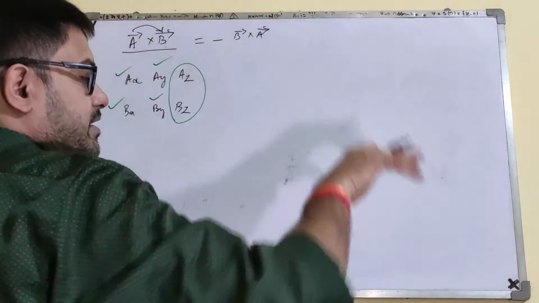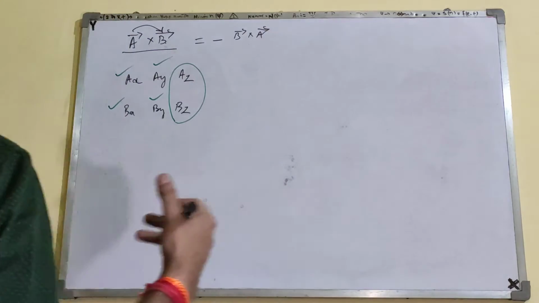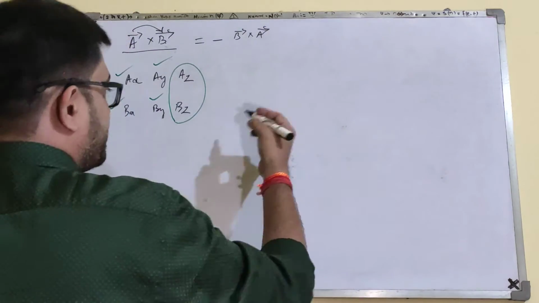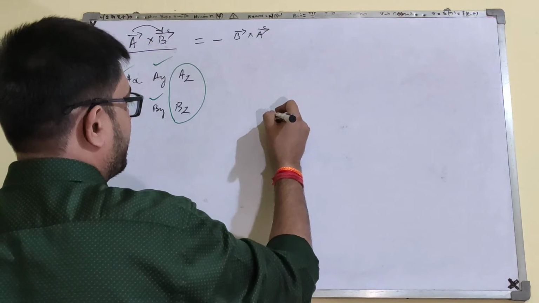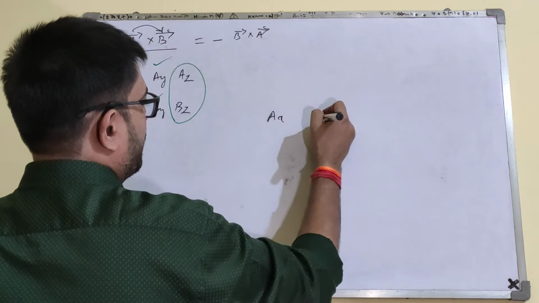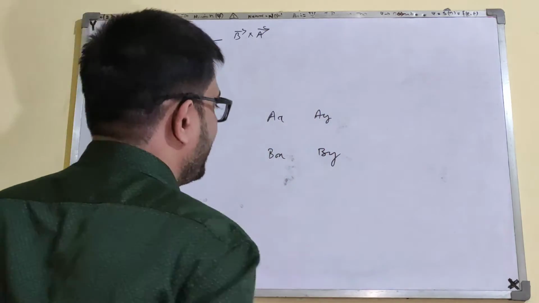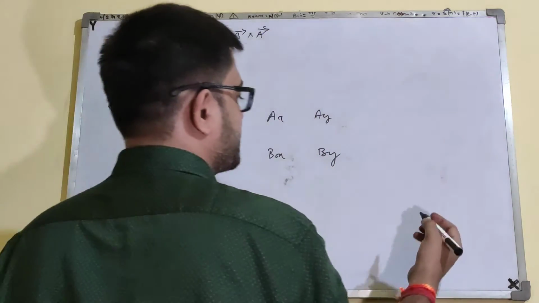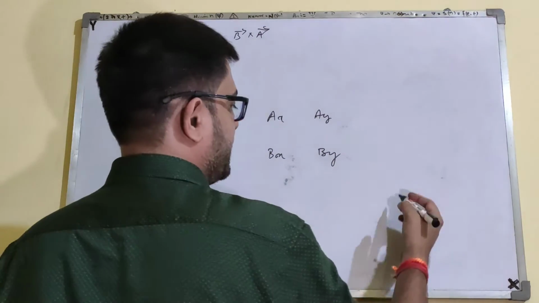That is why A cross B is the negative of B cross A. If A crosses B in a clockwise fashion, then B will cross A in an anti-clockwise fashion, and vice versa. Now, as we showed in determinant form, AX, AY, BX, BY, to clearly specify, not all the crossings would happen in the XY plane. The plane could have any kind of orientation.